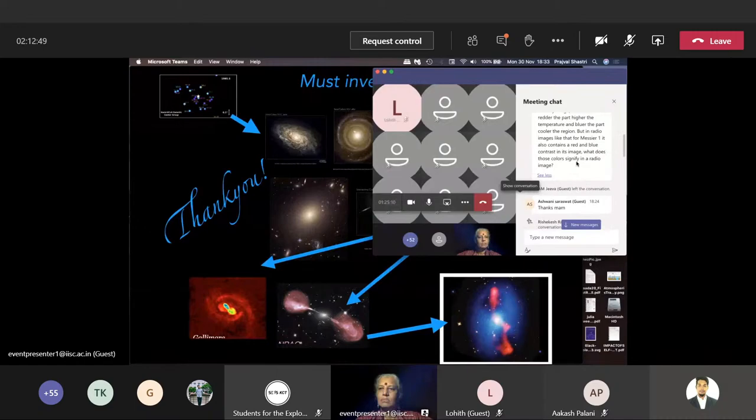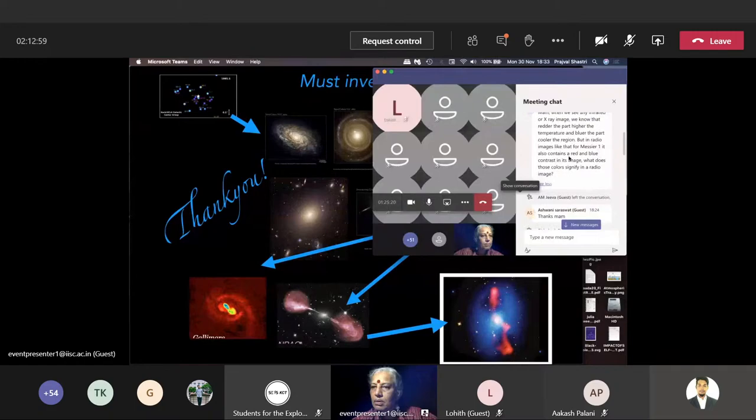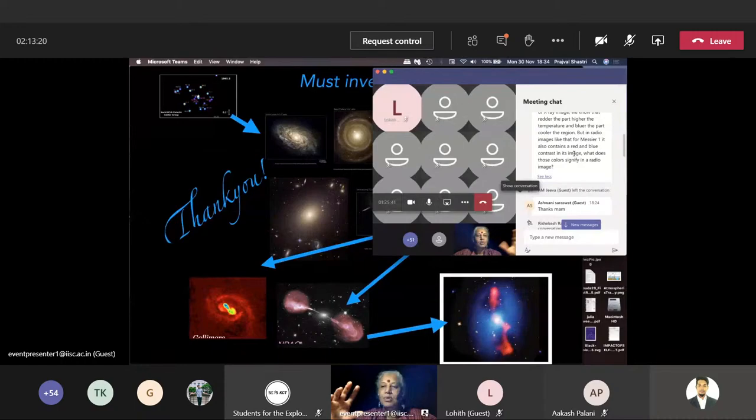Okay, now I'm seeing this very first question that was asked about false color pictures by Adarsh. And I see this question about an image that also contains a red and a blue contrast. What do those colors signify? So I think I answered it. In a false colored image, the colors are completely arbitrary. The colors are decided by whoever did the rendering. And so they have to be interpreted by looking at the accompanying key. So there is no specific thing that blue is higher temperature or anything like that. In a false color picture, there isn't. In real stars, yes, but not in a false color picture.